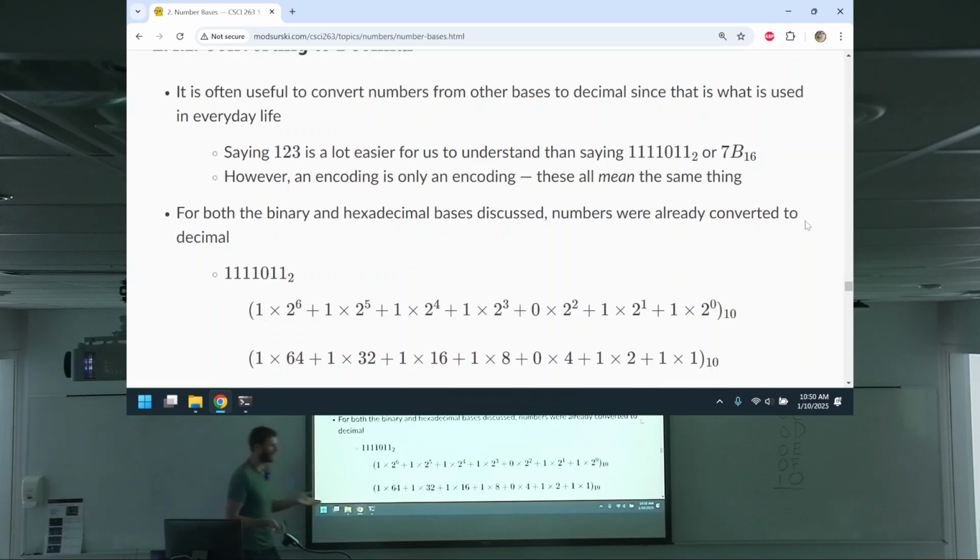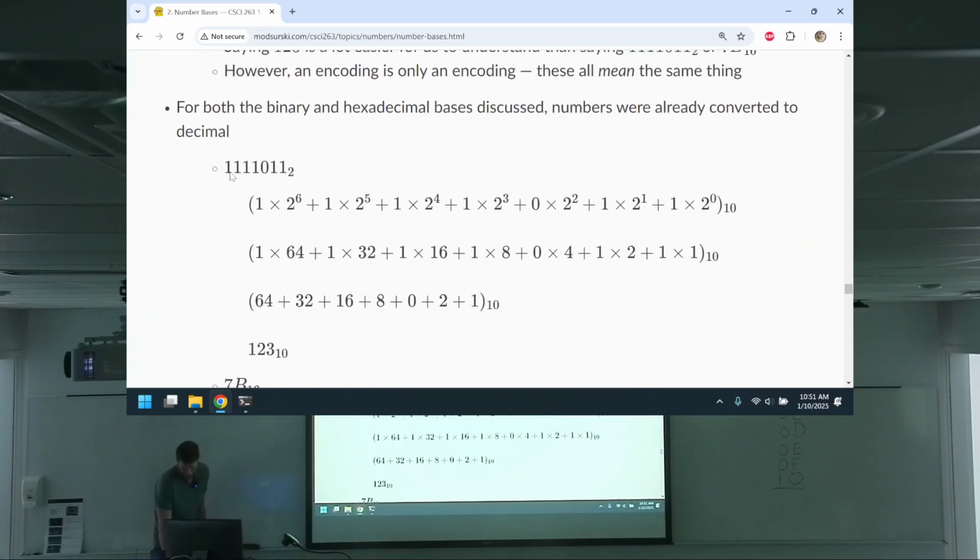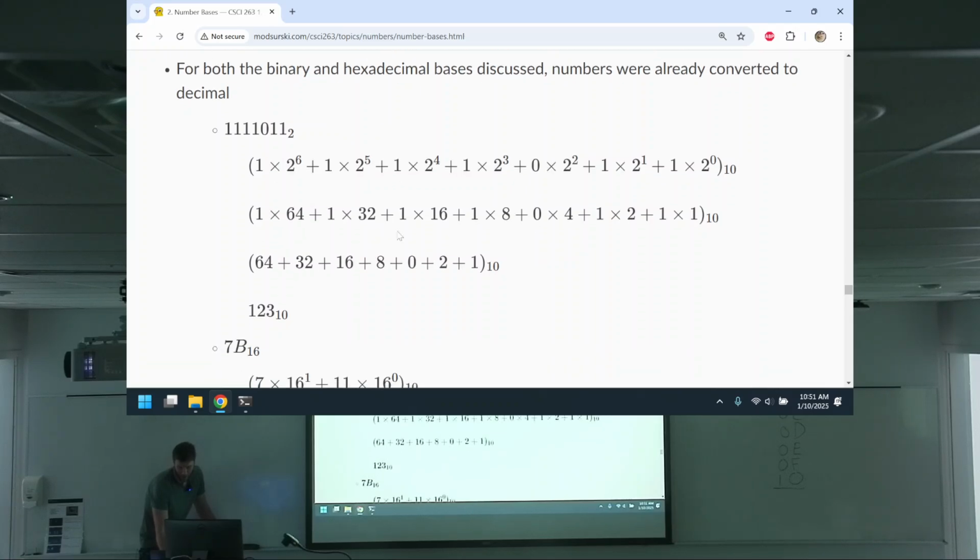So, like I said though, an encoding is an encoding. They all mean the same thing. It just depends on what the value was encoded and how we decode it. For both the binary and hexadecimal bases, numbers were already converted to decimal, like I showed you. All you do is take how many of each magnitude, like the digit's magnitude or the bits or positions, whatever. So we have 1, 2 to the 6 plus 1, 2 to the 5 plus 1, 2 to the 4 plus 1, 2 to the 3 plus 0, 2 to the 2 plus 1, and so on. You add them all together and there you go.